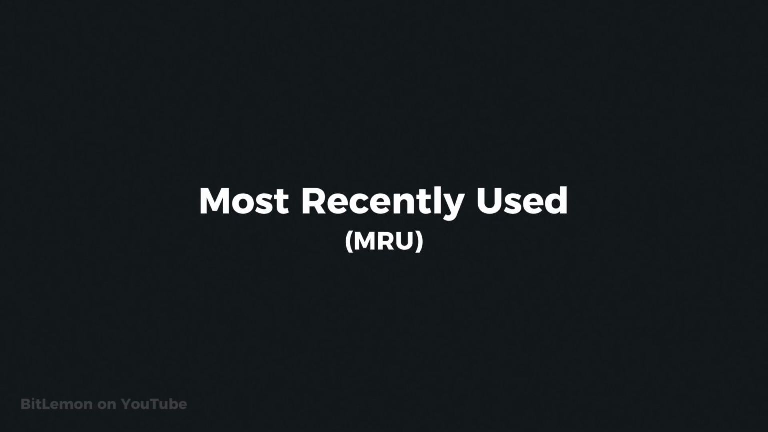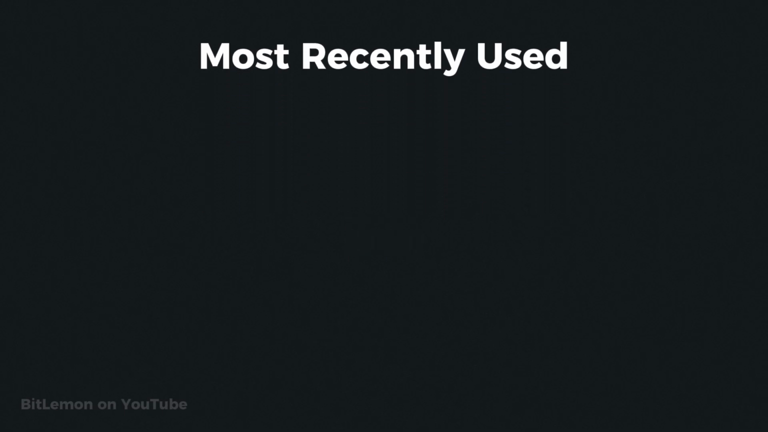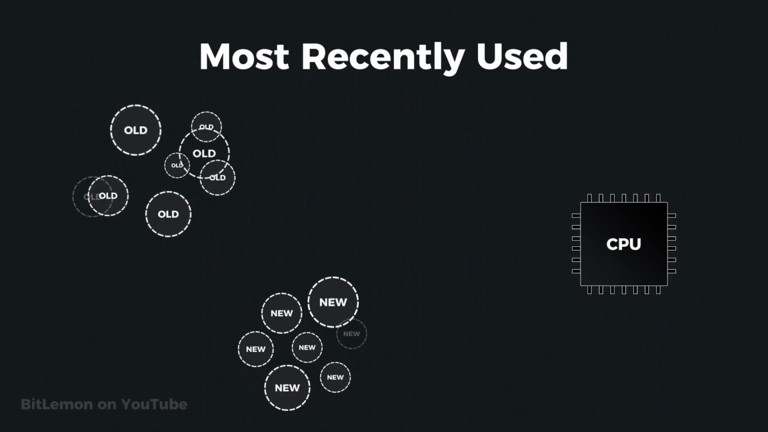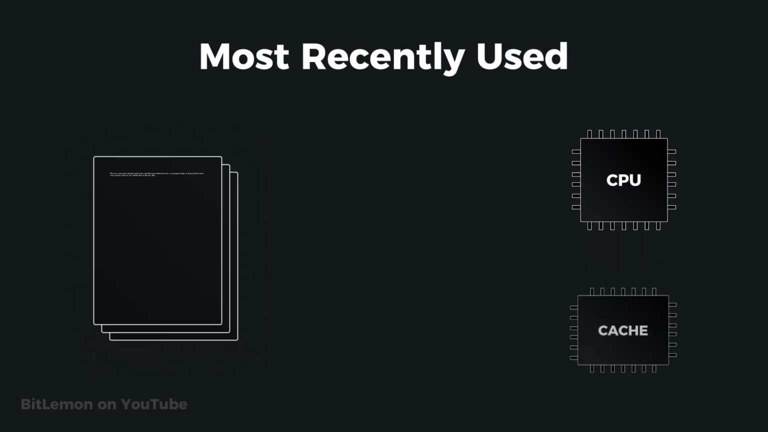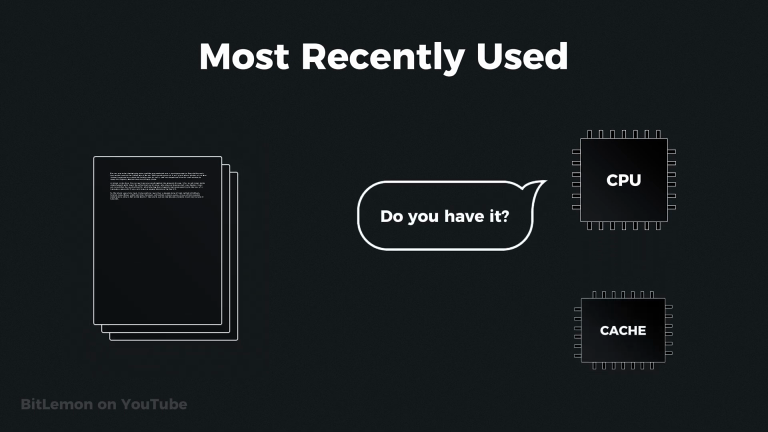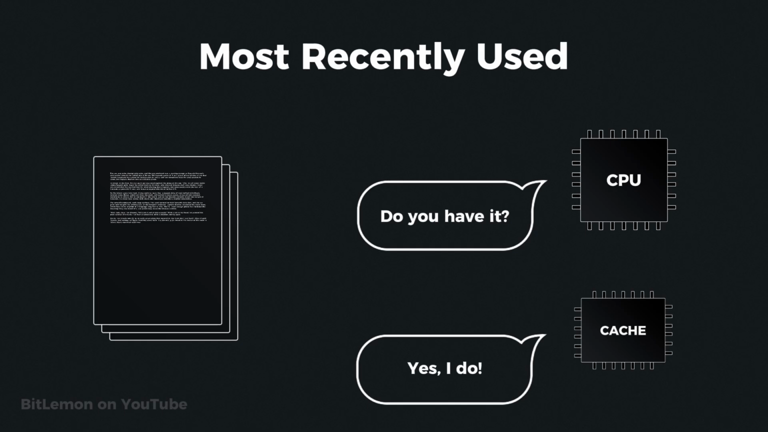The most recently used algorithm replaces the data that was accessed most recently. It's useful in systems where older data is more likely to be accessed than newer data. Repeated access to large files benefits from this policy, since the cache tends to keep the repeatedly accessed data.